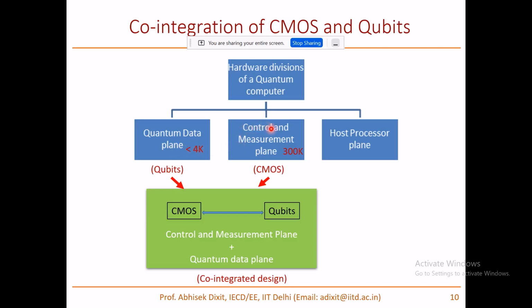You will have a control and measurement plane, which is where your control circuitry is. Your control circuitry is going to be cryogenic CMOS, and then you will have the host processor plane. This is a known beast. This is your classical computer. So what you want, from a system point of view, is that we don't want your quantum processor, or QPU, to carry extra load.